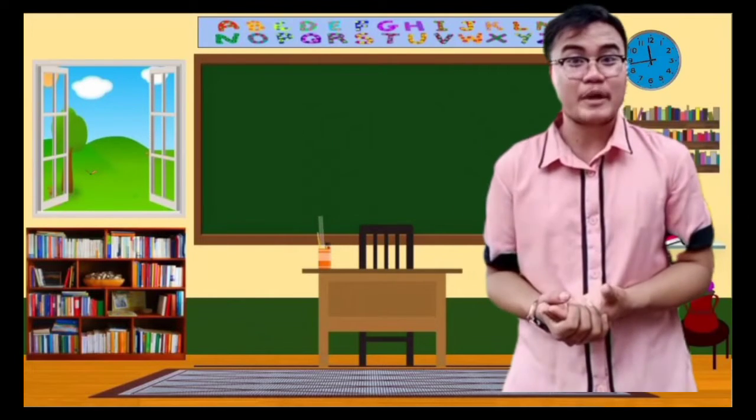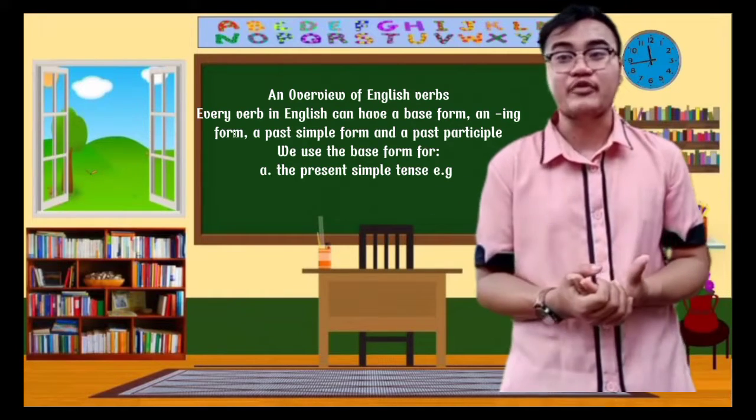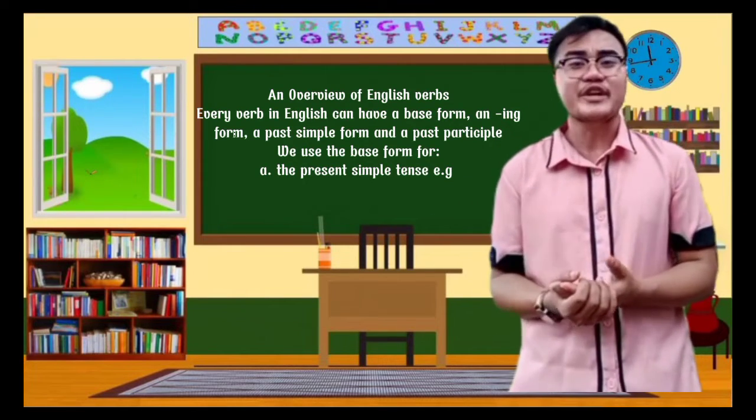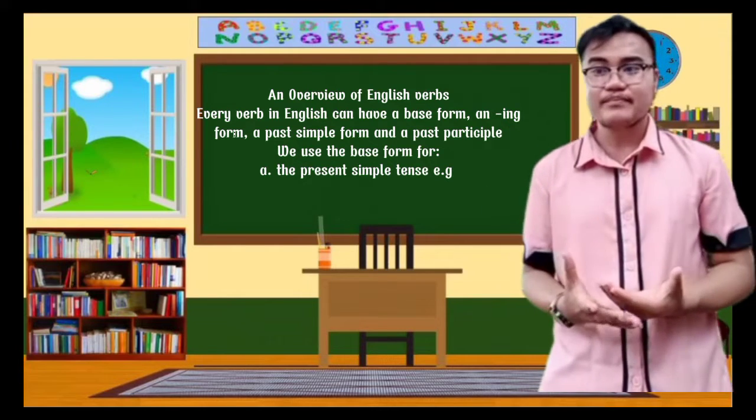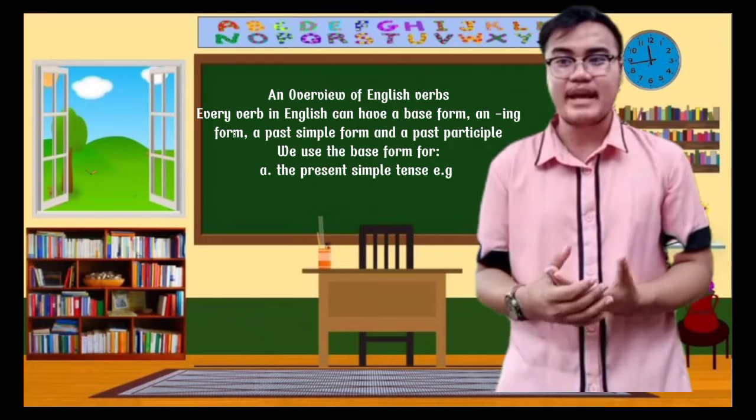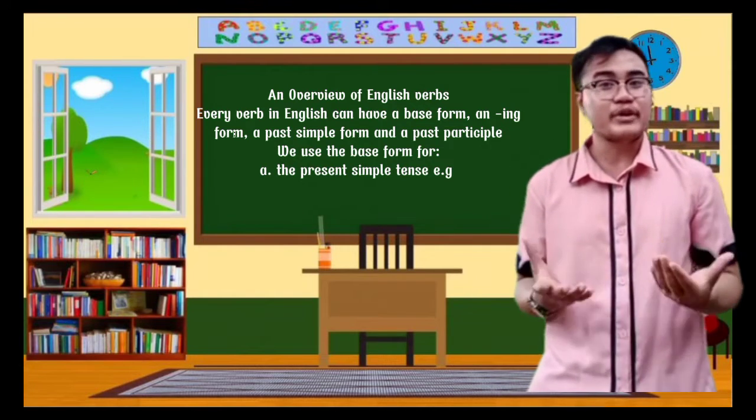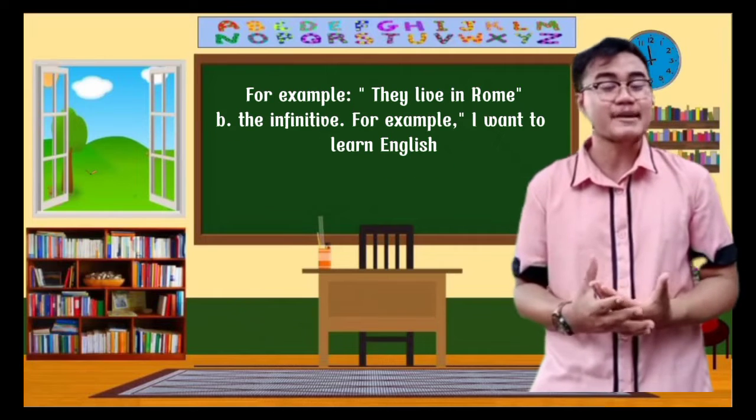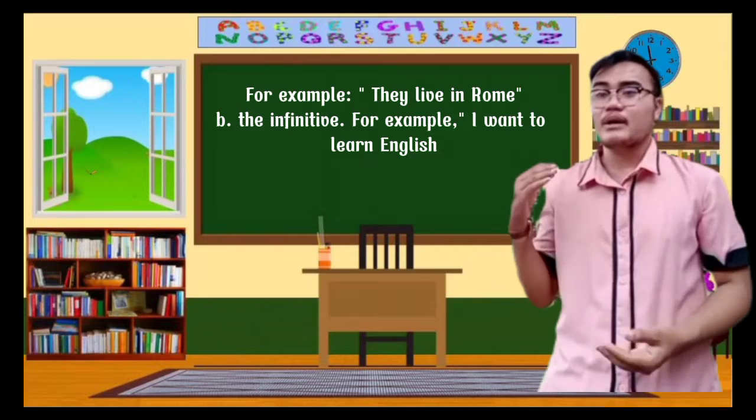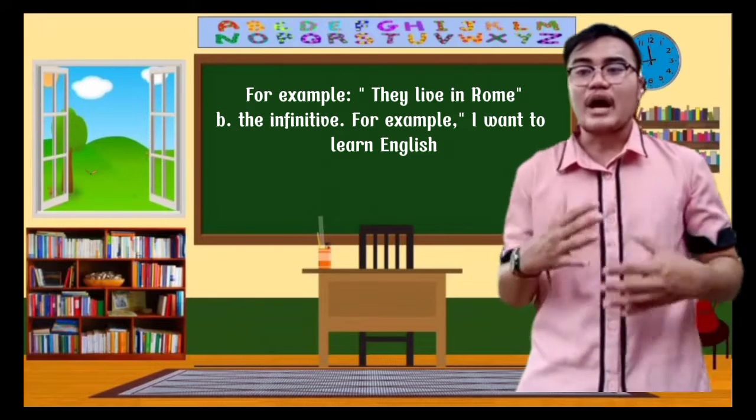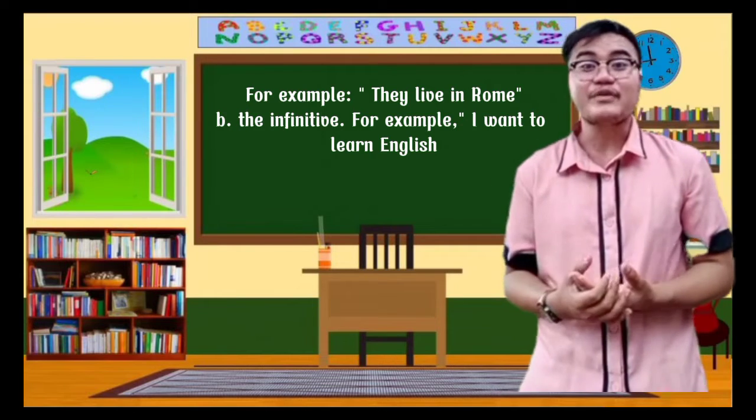Now, let's proceed to our proper discussion. Let's have first an overview of English verb forms. Every verb in English can have a base form, an ing form, a past simple form, and a past participle. We use the base form for the present simple tense. For example, they live in a room. The infinitive. For example, I want to learn English. To learn is the example of an infinitive verb.